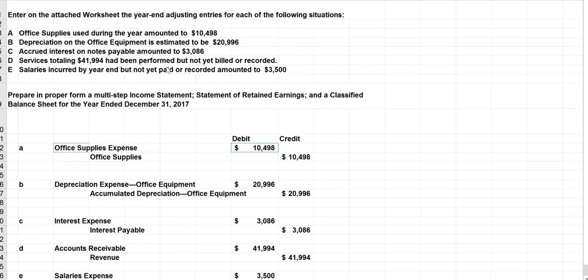Letter D, services totaling $41,994 have been performed but not yet billed. This is an example of accrued revenue adjusting entry. For accrued revenue adjusting entries, we're going to debit accounts receivable for $41,994, and we're going to credit revenue $41,994.